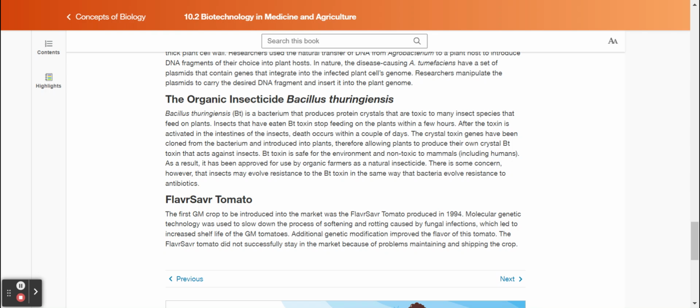Flavor Saver tomato. The first GM crop to be introduced into the market was the Flavor Saver tomato, produced in 1994. Molecular genetic technology was used to slow down the process of softening and rotting caused by fungal infections, which led to increased shelf life of the GM tomatoes. Additional genetic modification improved the flavor of this tomato. The Flavor Saver tomato did not successfully stay in the market because of problems maintaining and shipping the crop.